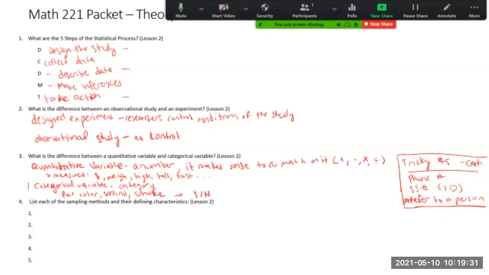All right. Number 4, list each of the sampling methods and their defining characteristics, like what sets them apart from the other ones. The first one is a simple random sample. This one's the best one that you can get and is highly recommended. It's a random selection taken from a population.